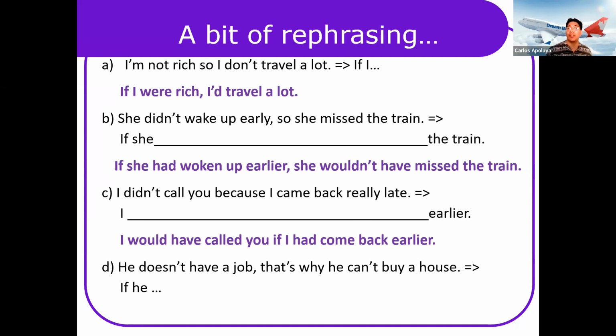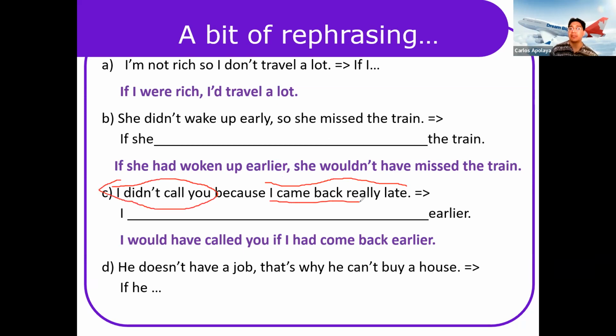This is las condicionales. Buscamos la situación y el resultado. Si está en presente, lo pasa pasado. Si está en pasado perfecto. You see? A ver, dice: I didn't call you because I came back really late. ¿Cuál es mi situación? ¿Qué pasó? I came back really late. Y el resultado es I didn't call you.